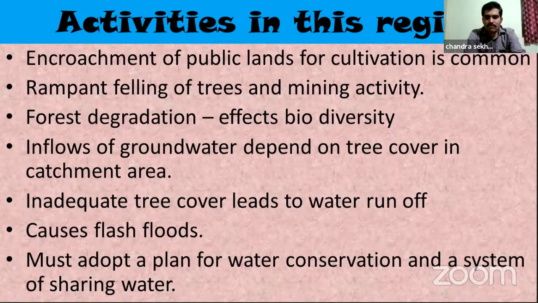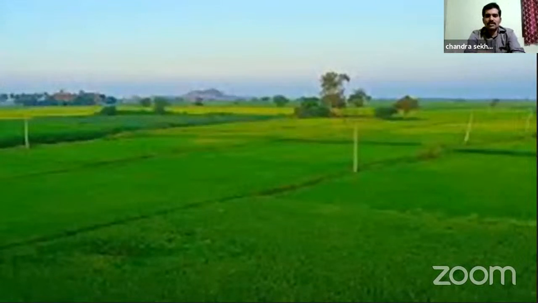We must adopt a plan for water conservation and a system of sharing water. Based on future needs and present needs, we should adopt a proper plan based on the catchment area, the needs of the people, the availability of water, and the forest cover and tree cover. A system must be developed to share water properly without raising any dispute. So here these are cultivable lands in the Tungabhadra river basin.